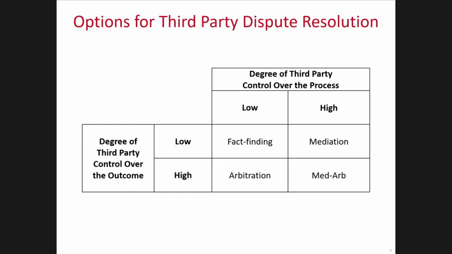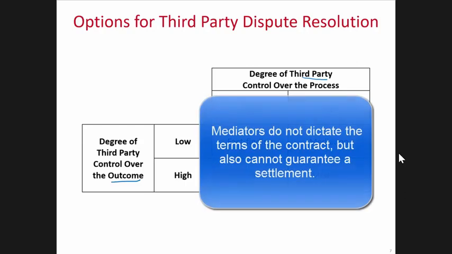Now you see a matrix here where we have the degree of third-party control over the process and the degree of third-party control over the outcome. So we're looking at what the third party can do to affect the process. I'll start by talking about mediation. This is a case where the third party has a high level of control over the process, but very little say over the outcome. The mediator is brought in to resolve or avoid an impasse, and really what they do is assist in negotiations.